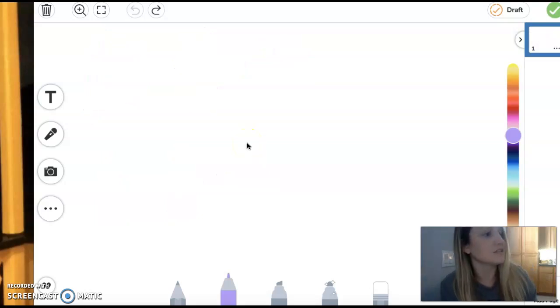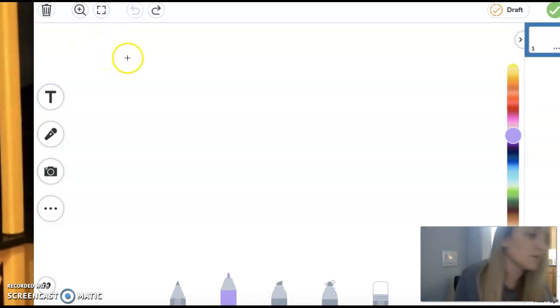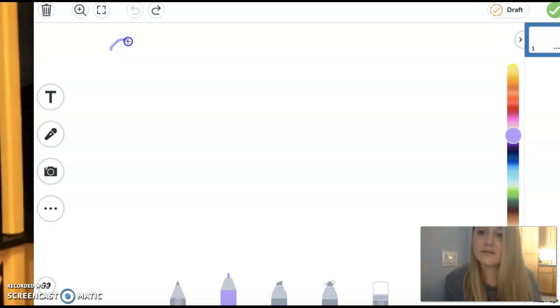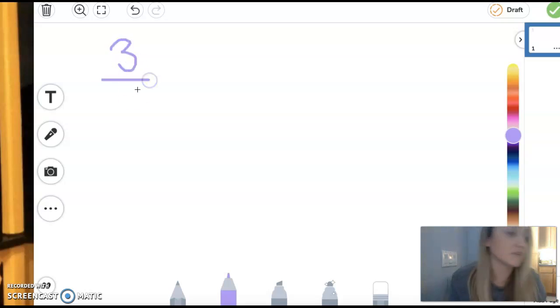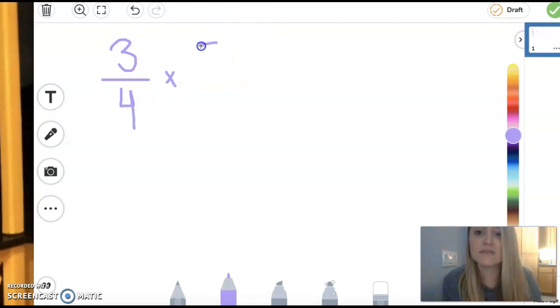Okay, so for today's lesson, it's going to be multiplying two fractions. So this is slightly different because it's not going to be the whole numbers. So here, we'll just get started with some examples because it's very similar to the other lesson. Okay, so we have 3 over 4 times 5 over 6.